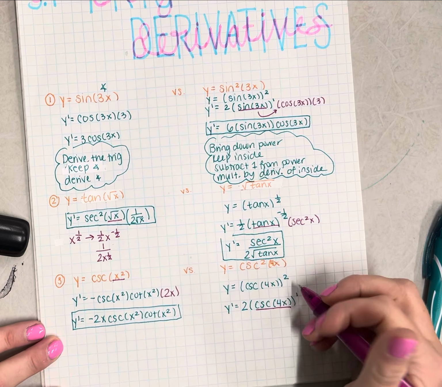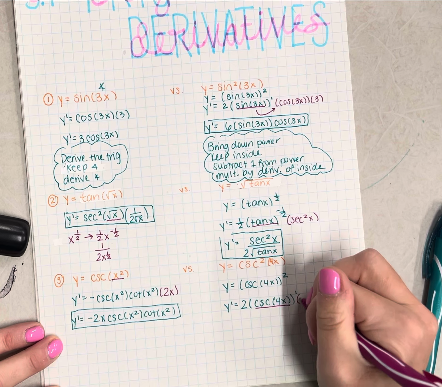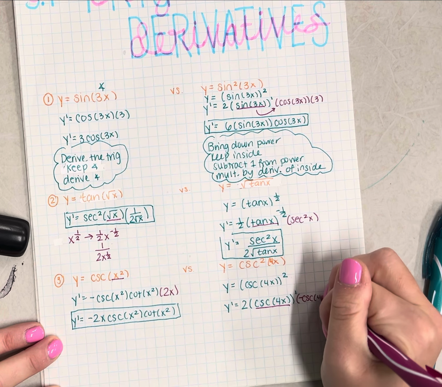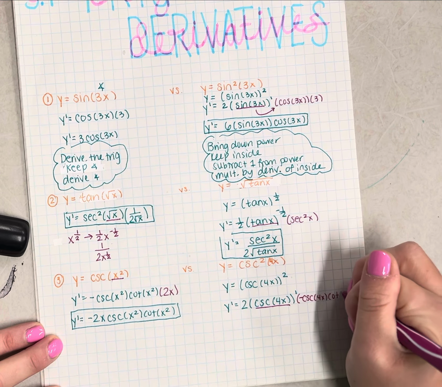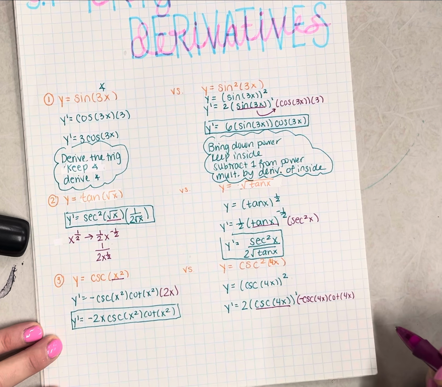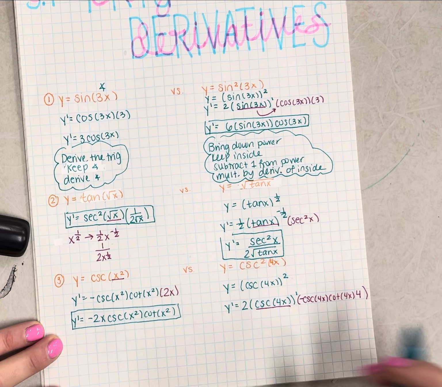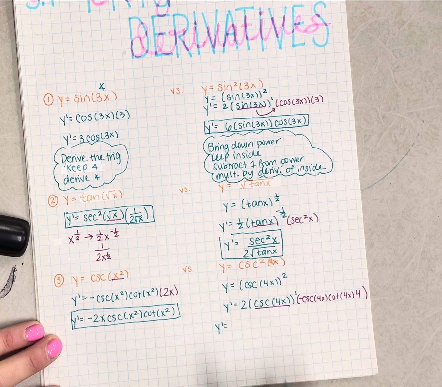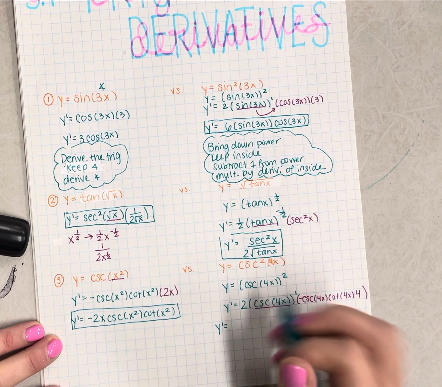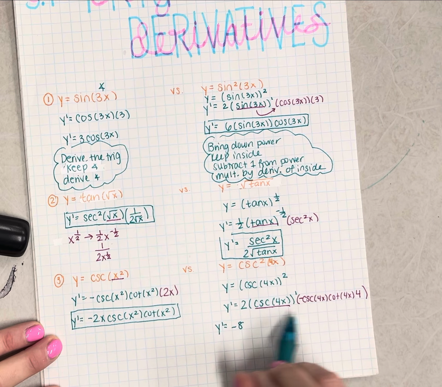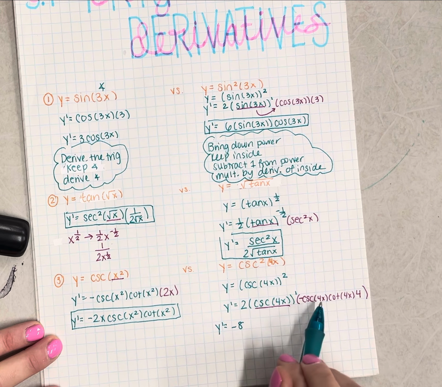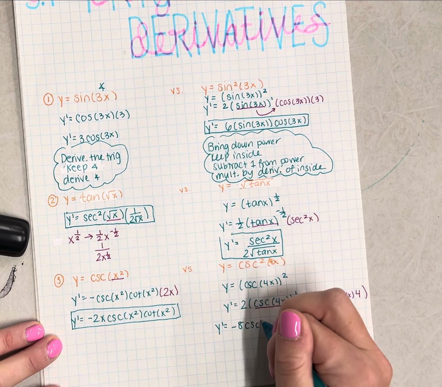Okay, ready? Second chant. Derive the trig. So negative cosecant, cotangent. See how I'm keeping the angle? And then we got to derive the angle, which is 4. The derivative of 4x is 4. Now, how would we make that prettier? 2, negative 4, negative 8. And then they can order it however they want. So since there's 2 cosecants, I'm going to square it. And then cotan.